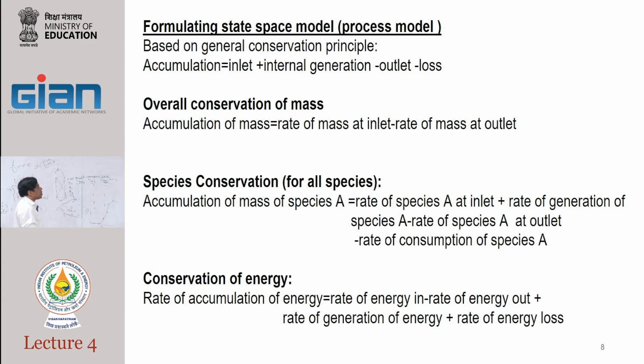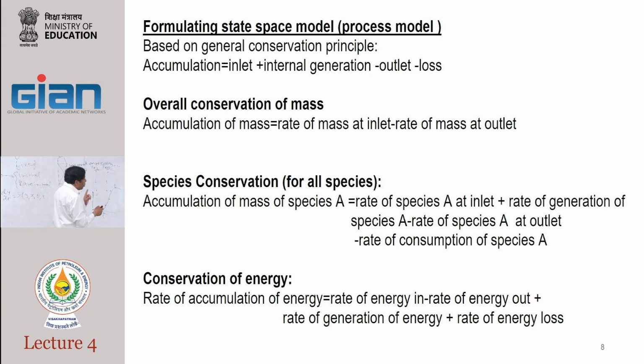And then species conservation, we say, well, whatever is the generation of species A at outlet, rate of species A at outlet minus rate of consumption of the species A, and all those stuff. And then we write the conservation of energy in the same way, right? That energy in, out, and generation and loss, all of those things here, right? We can also write momentum conservation equations or the pressure drop model, right? Those things as part of this.